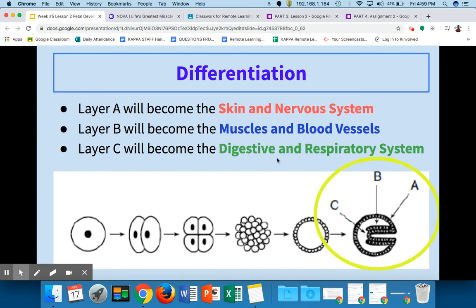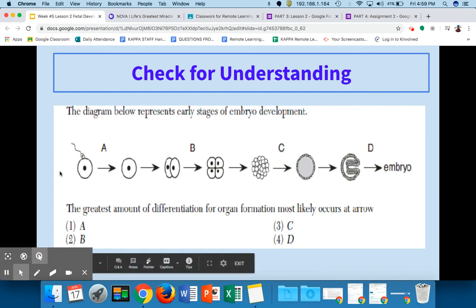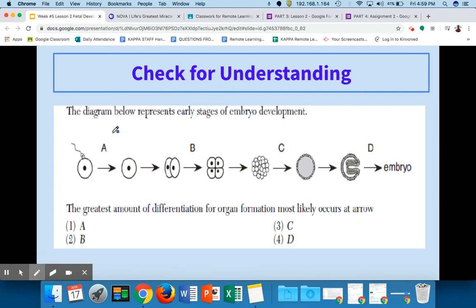So let's check our understanding on this concept. The diagram below represents the early stages of embryo development. The greatest amount of differentiation for organ formation will most likely occur at arrow blank, A, B, C, or D. So let's look at these each. Arrow A is over here. We see a sperm meeting an egg, and this is fertilization. So this would be your zygote here, your fertilized egg.